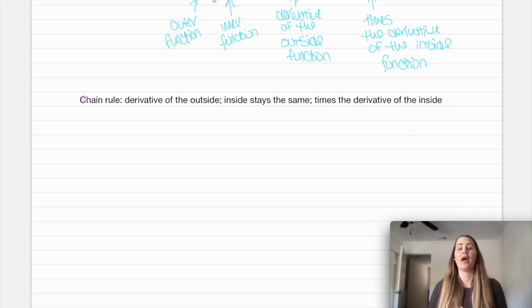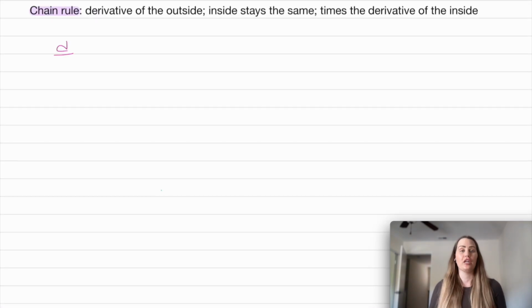I always want to keep asking myself, do I need to multiply by the derivative of the inside? That's something a lot of students forget to do, and that's a very important part of chain rule. So here it is again, chain rule: derivative of the outside, inside stays the same, times the derivative of the inside.